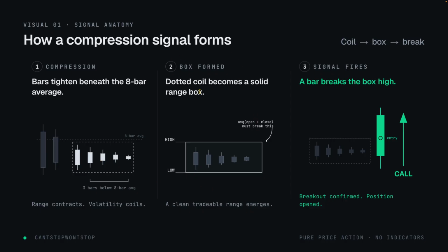And then once this box forms, we have a dotted line coil that becomes the solid line range. All that basically means is that once we have a set of candles formed within a box, we're looking for it to break through resistance. Resistance is just a fancy way of saying a higher high, right? So once it breaks through resistance or breaks through support, we're going to trade that direction. So here's an example where the signal fires and it broke through the resistance, and we're going to be betting on a call because we're bullish on the market.